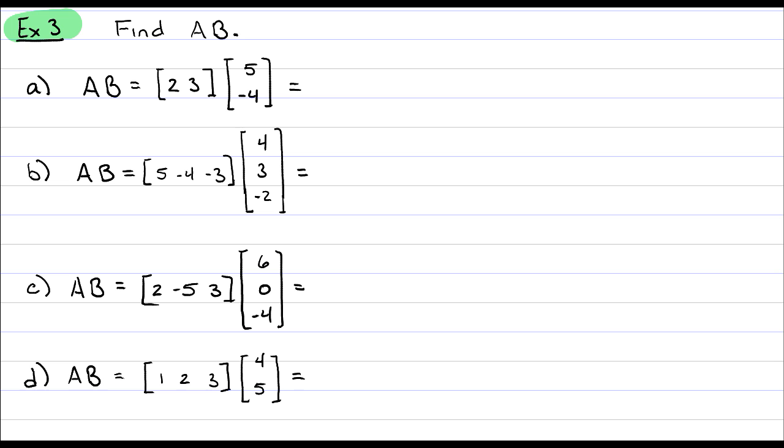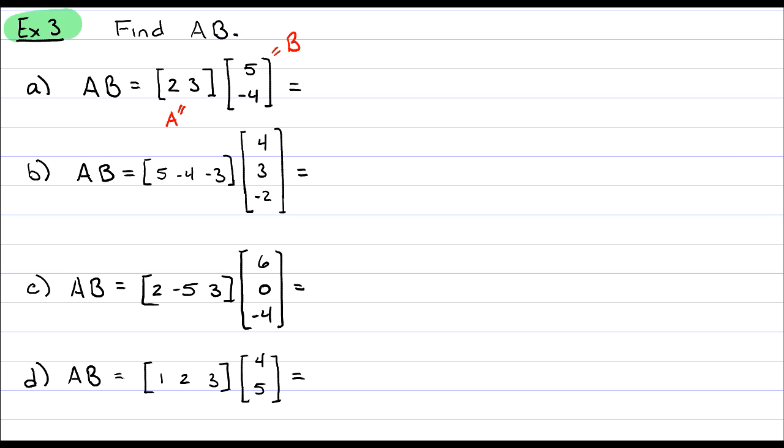Okay, so in part A, I have two matrices that I want to multiply. If you look in the notes, you'll see that this row matrix 2, 3 is called A, and this other matrix B is the matrix 5, 4, 5, minus 4 arranged in a column. So we call A a row matrix because it only has one row, and we call B a column matrix because it only has one column. So I want to multiply these two things together.